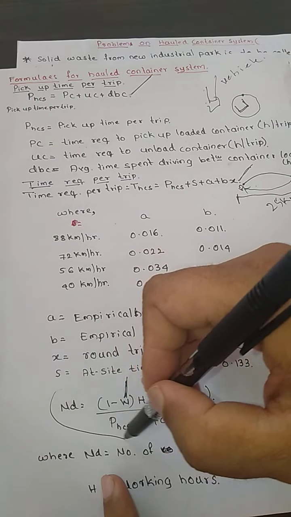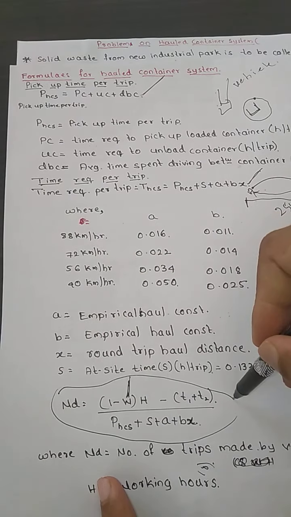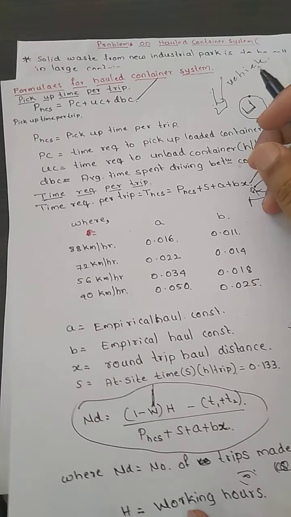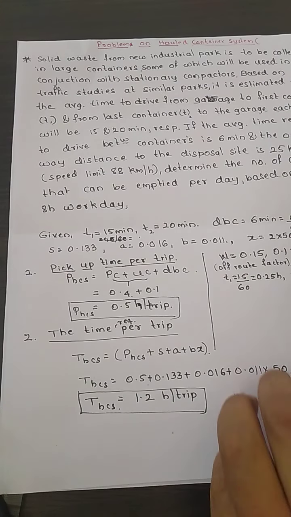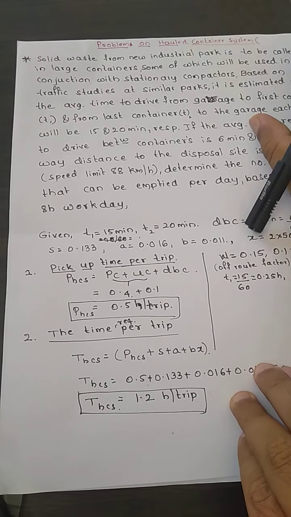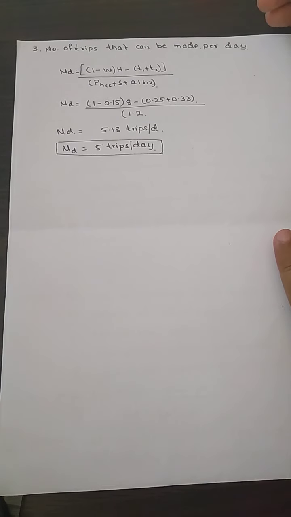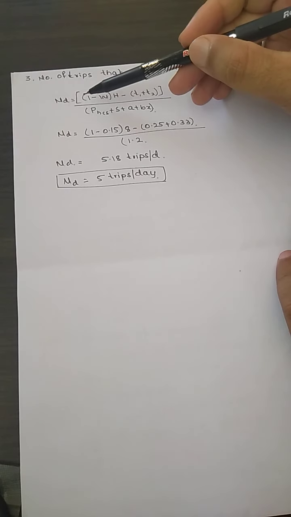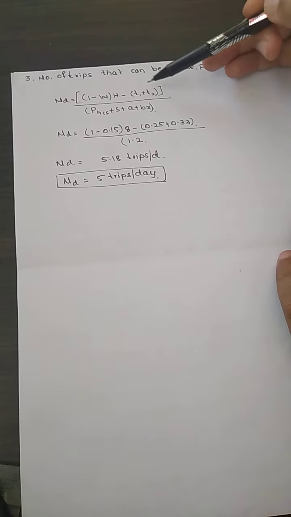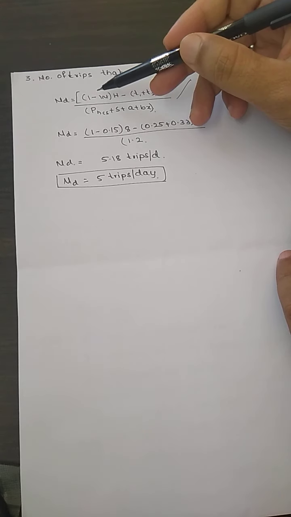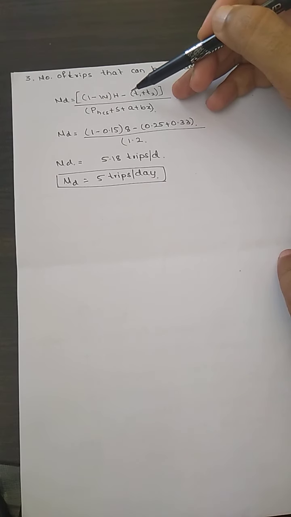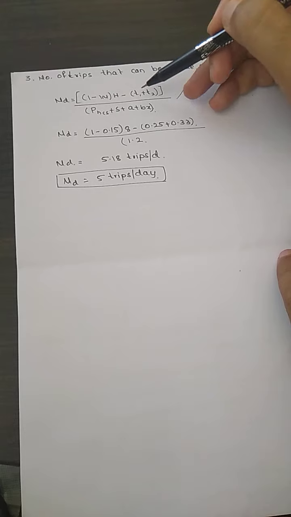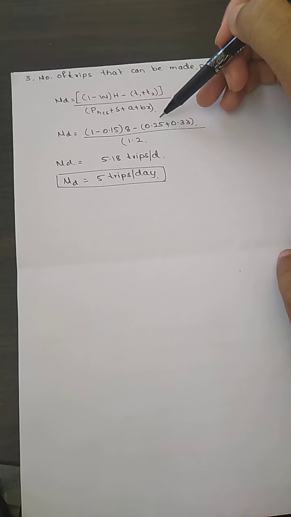Now if we go to the theory of the problem, we have determined the time required per trip. What we need to determine, as asked in the problem, is the number of trips made by the vehicle per day. The remaining thing is the number of trips that can be made per day. We will calculate it by using the formula (1 − W)·H − (T1 + T2) divided by THCS.